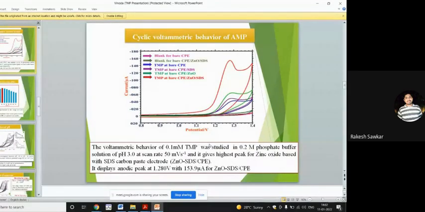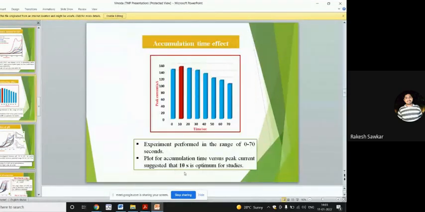This is the comparison voltammogram of trimethoprim with the bare carbon paste electrode as well as the modified sensor. In these voltammograms, all give only an oxidation peak, no reduction peak. Hence, the process was irreversible. It displays the anodic peak at 1.280 volt with 153.9 microampere for the zinc oxide based anionic surfactant carbon paste electrode.